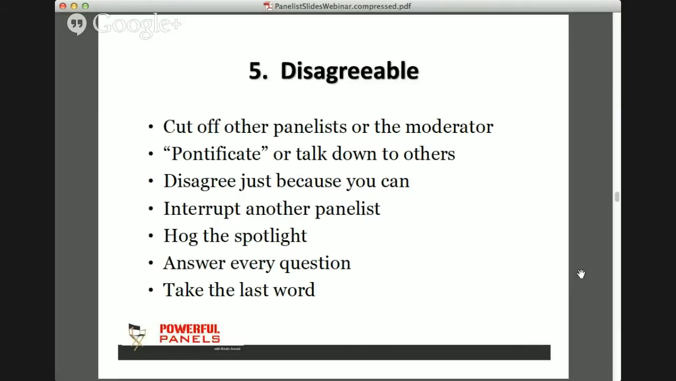Number 5, panelists who are disagreeable. Now, disagreeable doesn't mean that you can't disagree, but disagreeable means things like you cut off other panelists, or you cut off the moderator, or you pontificate, or you talk down to others. You disagree just because you can, or you interrupt, or you hog the spotlight. You answer every question. You take the last word, like you always have the last comment to say. Those are key things that just tick off the audience, other panelists, and the moderator. So just don't do it.